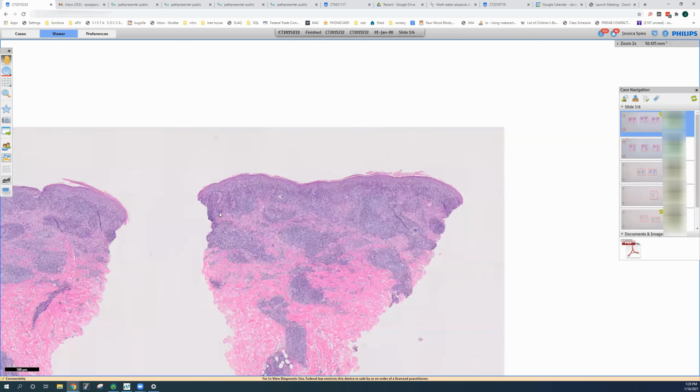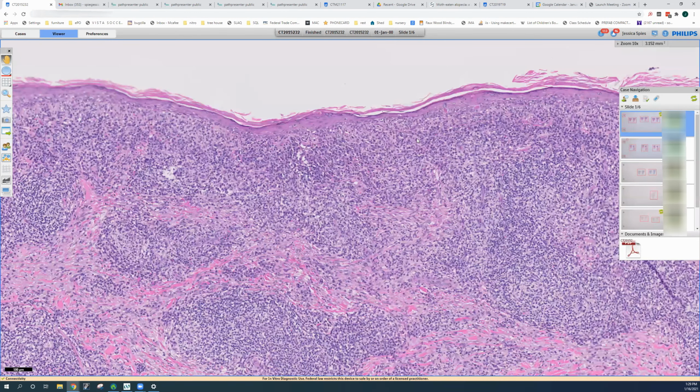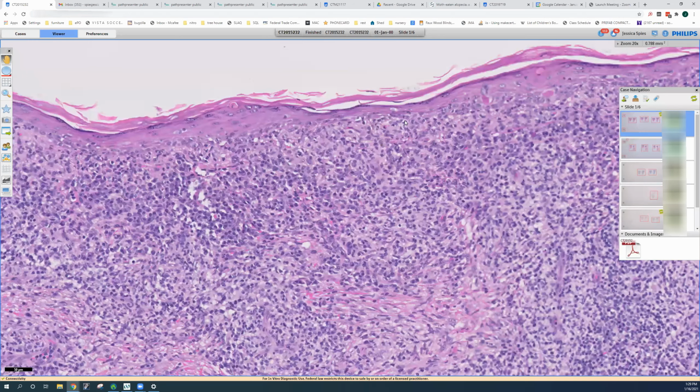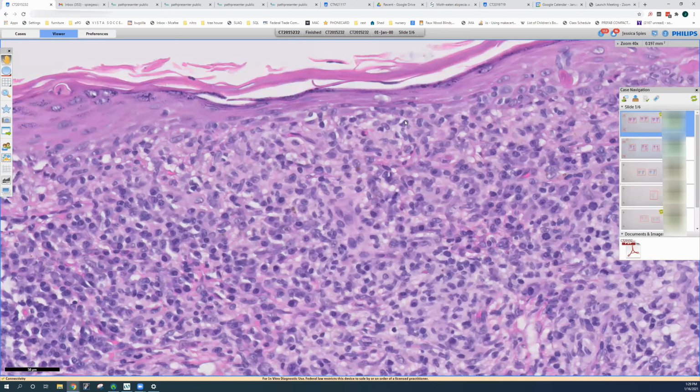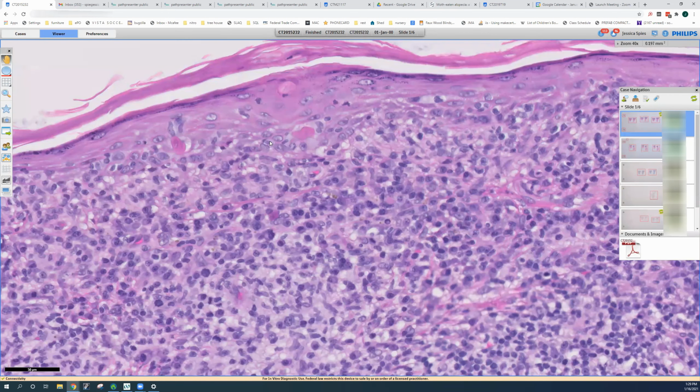All right, and this is a 68-year-old male with lichenoid papules on the chest. The clinical differential was lichen planus versus lichenoid drug eruption. And you can see here that this is very lichenoid. We've got a dense band-like infiltrate in the superficial dermis, obscuring the dermal-epidermal junction. We've got necrotic keratinocytes and colloid bodies here along the dermal-epidermal junction.